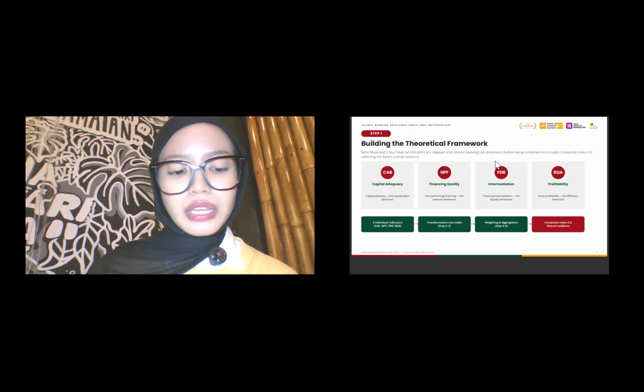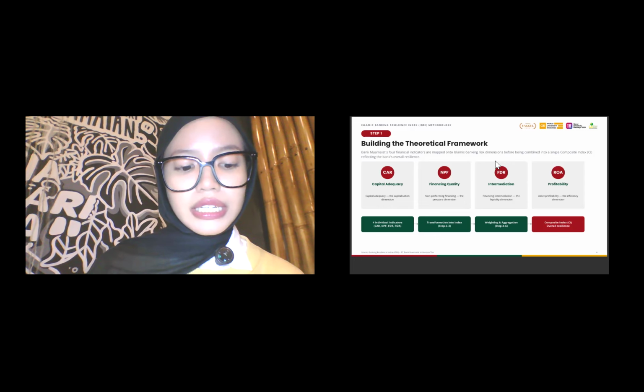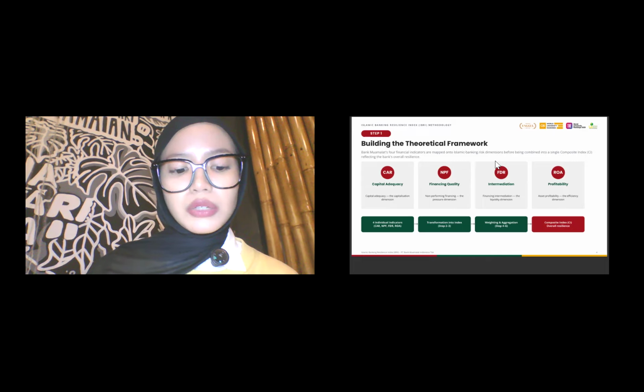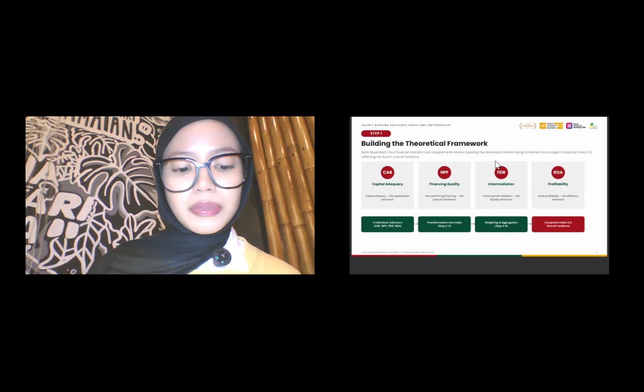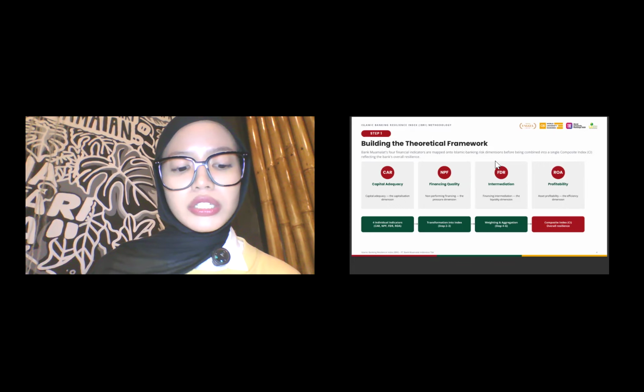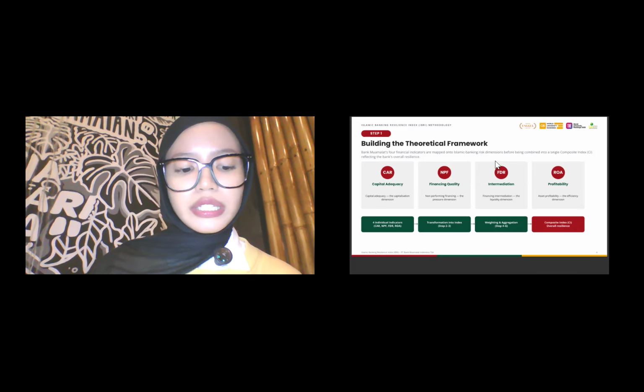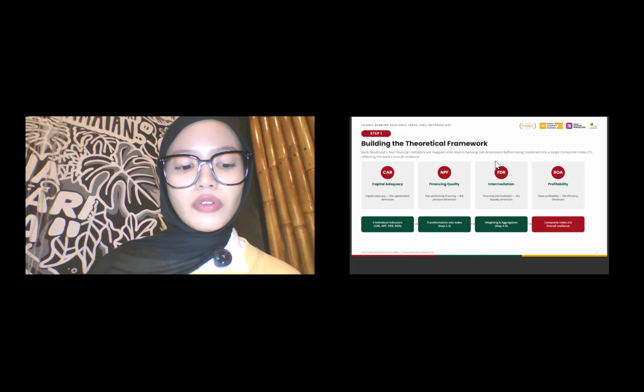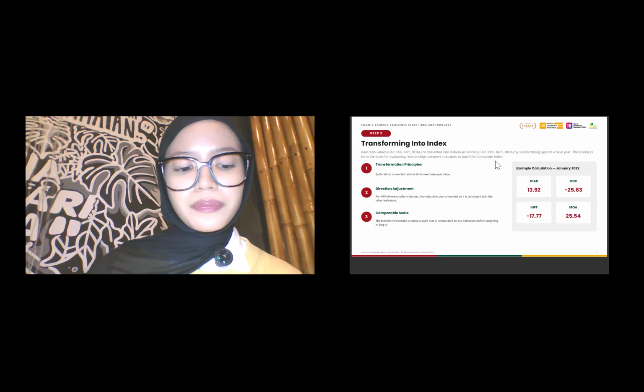Next. In this step, each financial indicator is assigned to a specific banking risk dimension. CR represents capital strength, NPF represents financing risk, FDR reflects liquidity and intermediation, ROA measures operational efficiency and profitability. These four indicators are then combined into one composite index that represents the overall resilience of Bank Muamalat.